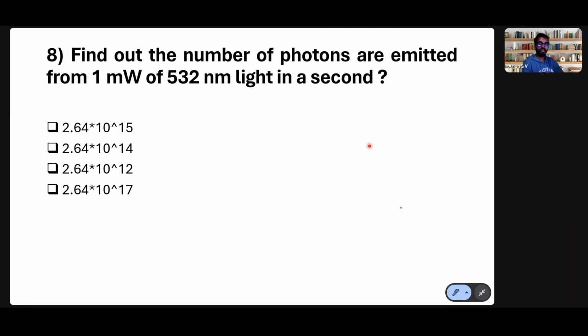The next question: find out the number of photons emitted from 1 milliwatt of 532 nanometer light in a second. So basically we have the wavelength and the power. How will you go around finding the number of photons? What we need is the number of photons. For that, first we need to calculate the energy using the 532 nanometer light.